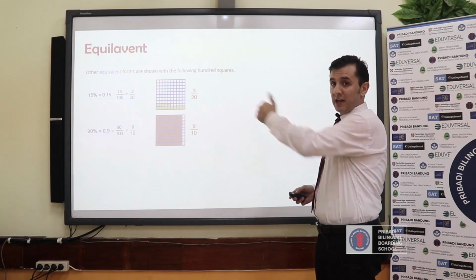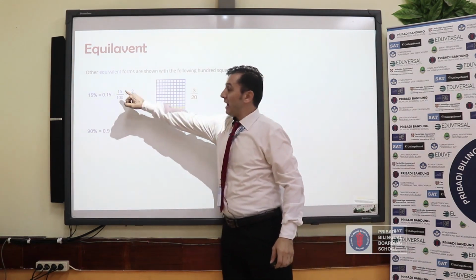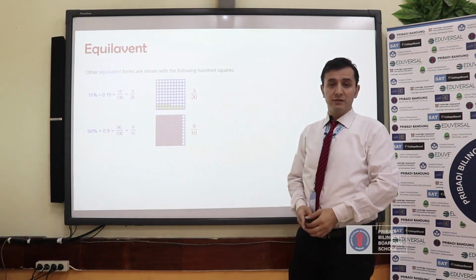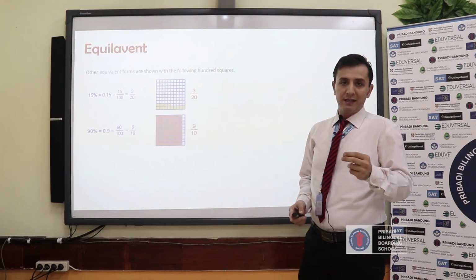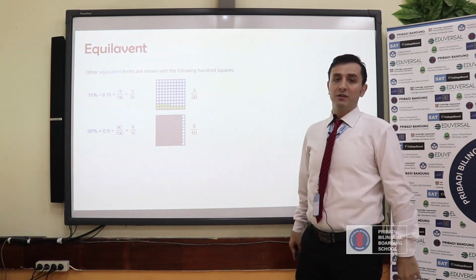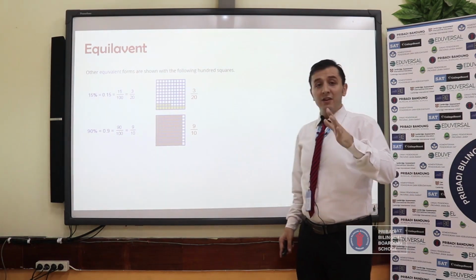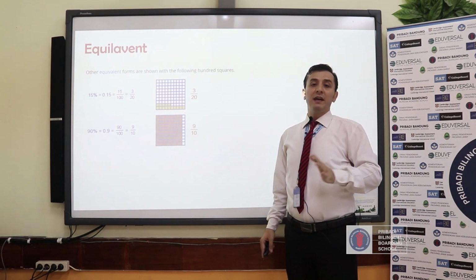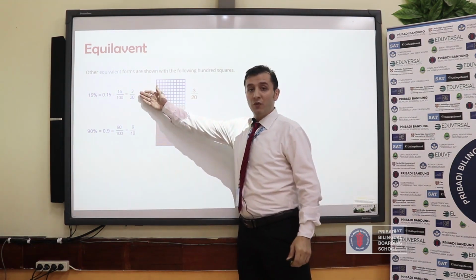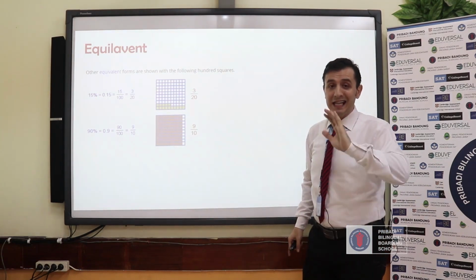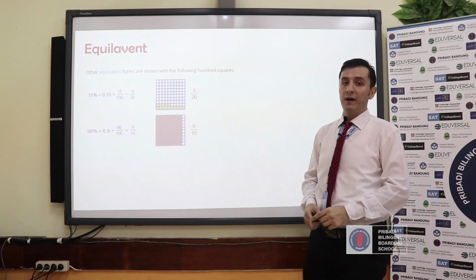Such as here, in the first example, it is given as 15 over 100. So the numbers 15 and 100 have a common factor that can divide them both. So if you divide 15 by 5 and 100 by 5, you will have 3 over 20. That is the final answer for the fraction part.